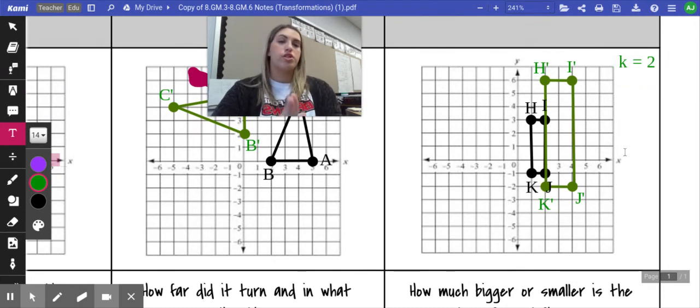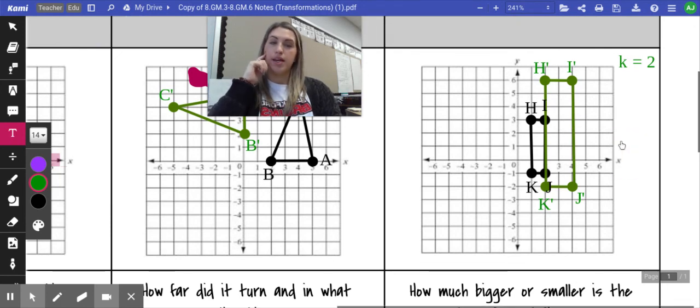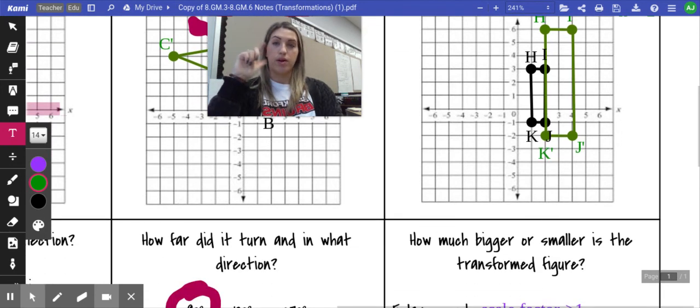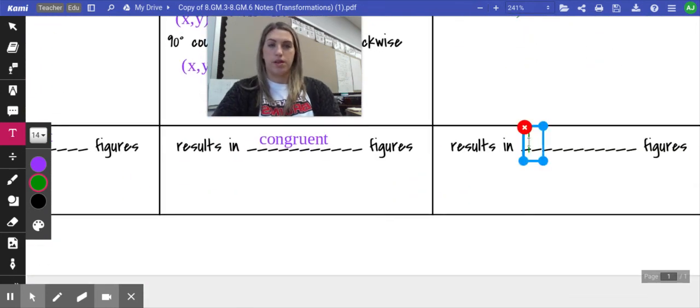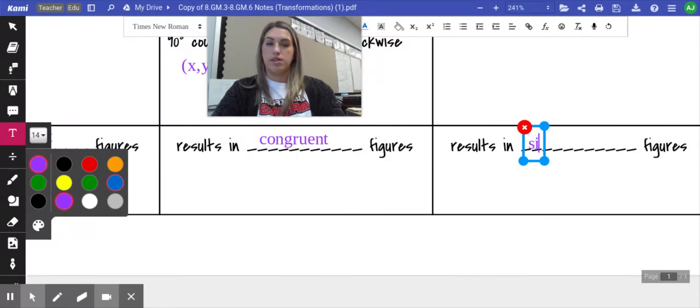Lastly, we're going to ask ourselves, is this the same shape? Yes, they're both rectangles, and their side lengths are proportional. But they are not the same size. So we can't call these congruent because they're not the same size. The word that we use for same shape but not the same size is similar. So this will result in similar figures.